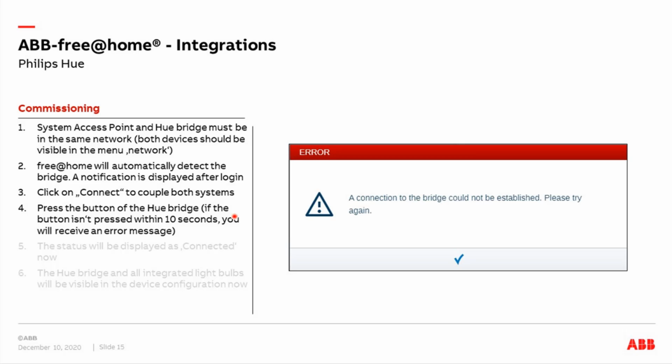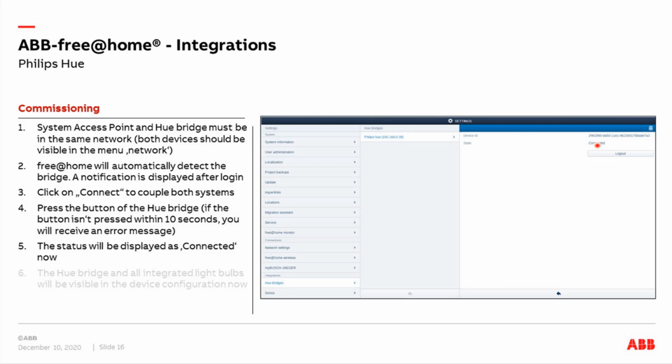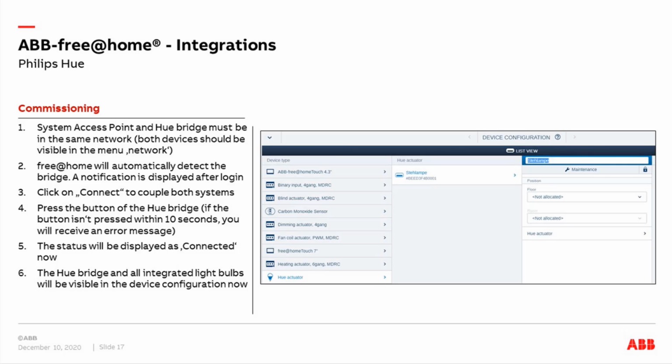If you fail to do this in this 10 seconds, you will get an error message that the connection could not be established. In this case, please just try again. Make sure that you can press the button within this 10 seconds, and then the status will be indicated as connected now. So now both systems are already connected, means that all the devices which are integrated on this Hue bridge, which are visible also in the Hue app, are now also visible here in the free at home interface.